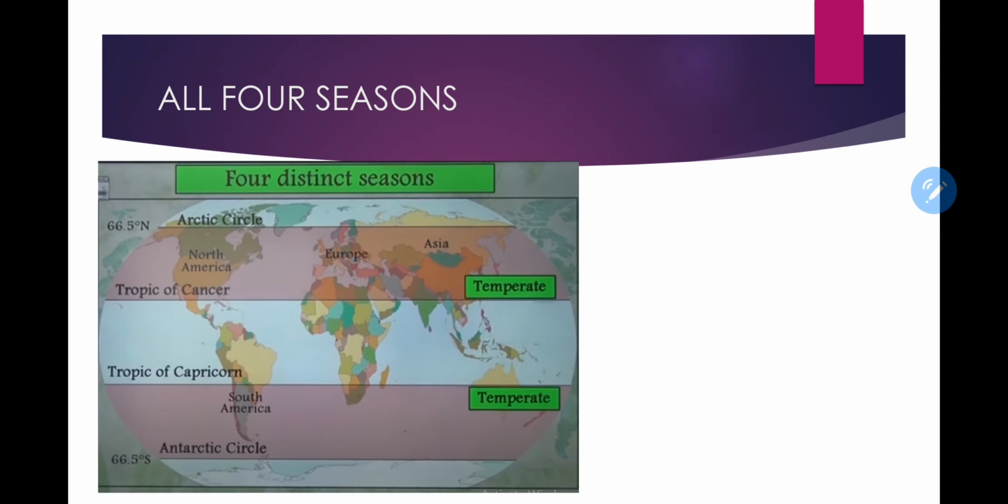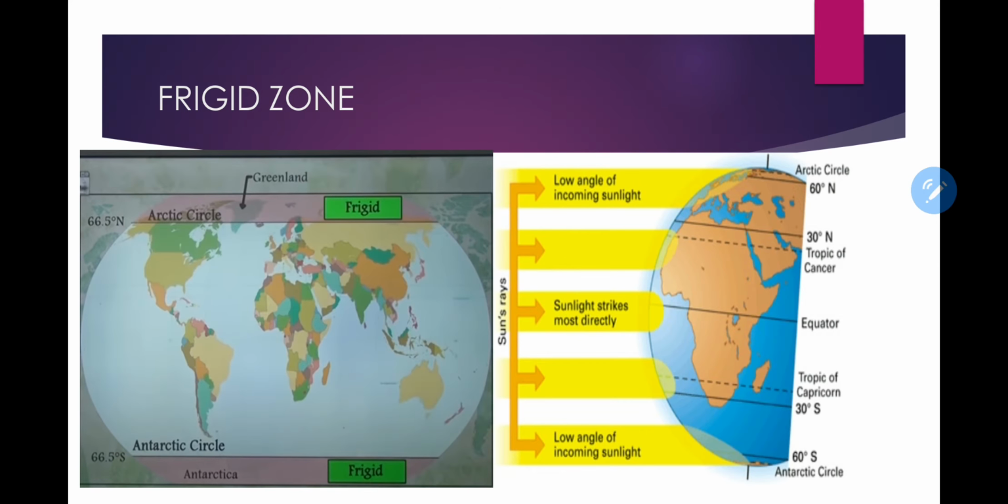Okay. Now, let's learn about the frigid zone. Now, the frigid zone lies in the northern hemisphere, right? The frigid zone lies between the Arctic Circle 66.5 north and the North Pole. So, this area is called frigid zone in the northern hemisphere, and between the Antarctic Circle 66.5 south and the South Pole. So this area is also called frigid zone.